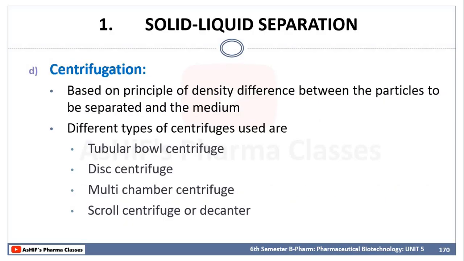And the next method is centrifugation. By using different types of centrifuges, tubular bowl centrifuge or disc centrifuge, multiple chamber centrifuge, scroll centrifuge or decanter, we can use this kind of centrifuge to separate the solid from the liquid.